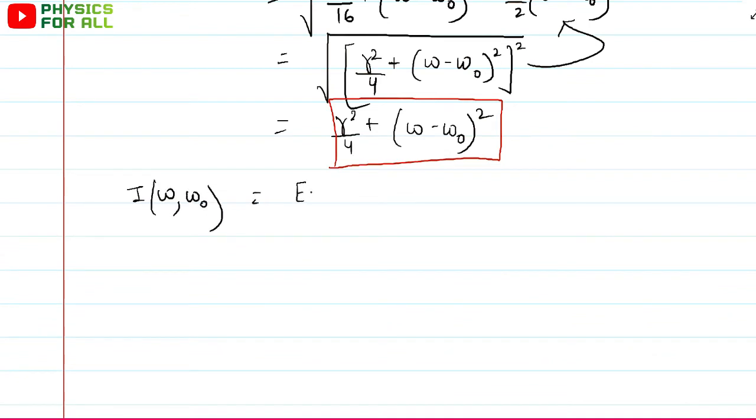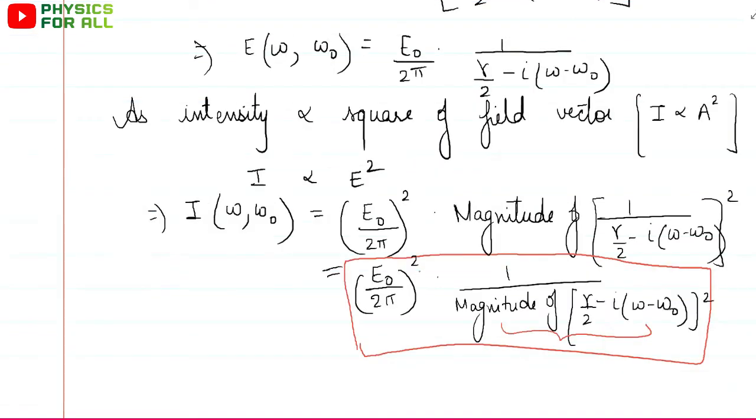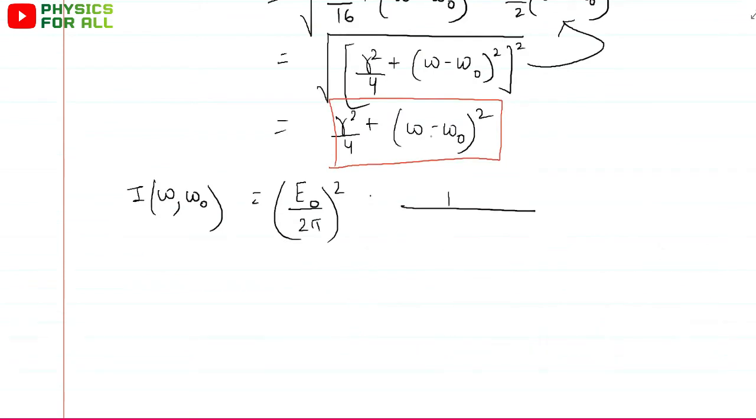I already had E naught upon 2 pi whole square, E naught upon 2 pi whole square, 1 upon the magnitude of this term. So 1 upon, and what is that magnitude? This is the magnitude that we have obtained: gamma square by 4 plus omega minus omega naught whole square.